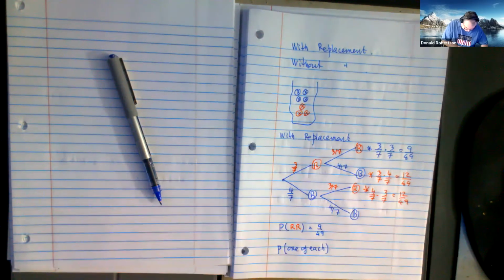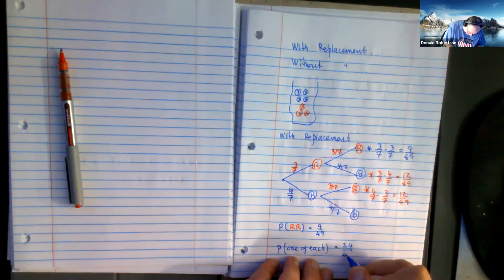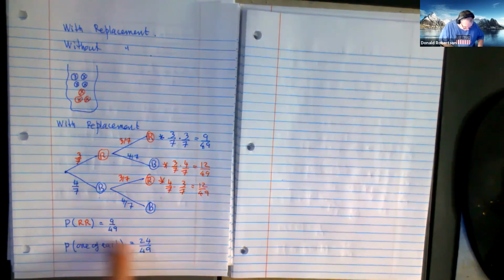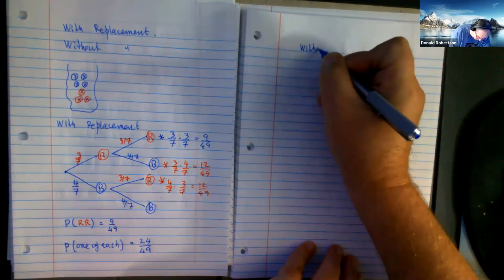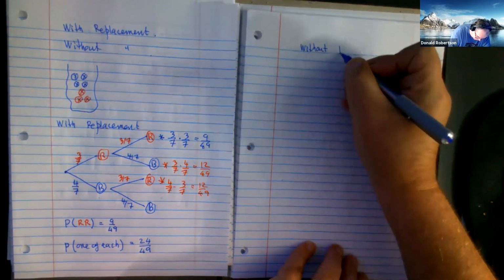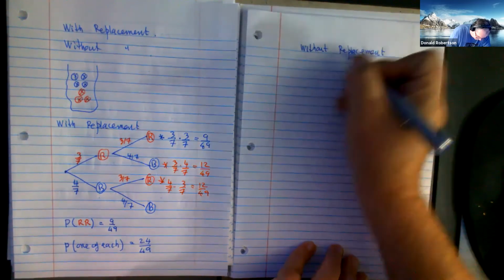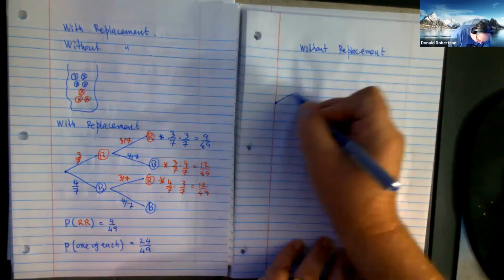And don't you just add these 2 together? And I'll just do that in my head. And you get 24/49. So that's what the story looks like, if you wanted to know the chances that both were red or 1 of each. Now we're going to do the last one for today, without replacement. Same bag, same story, apart from that. Let's see what happens.